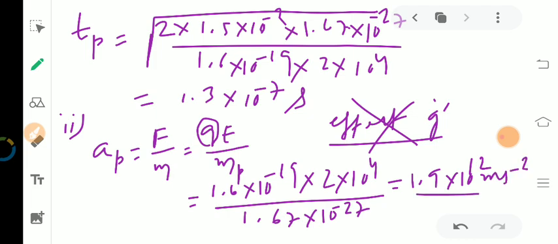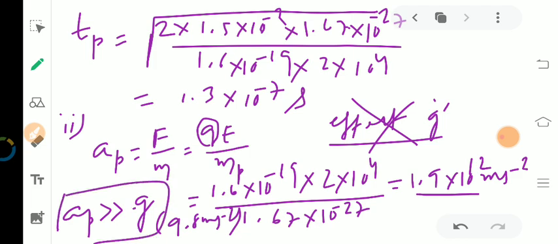So what do you observe then? Look, the acceleration of the proton is much greater than the acceleration due to gravity, which is only 9.8 meter per second square. It means the effect of gravity can be neglected, and has been neglected while calculating the time. Could you follow? Okay, students. Thank you.